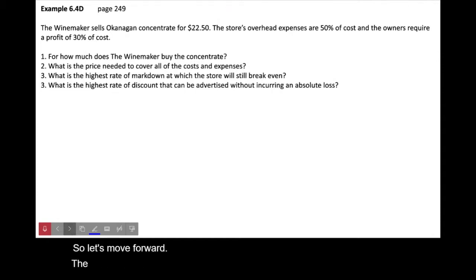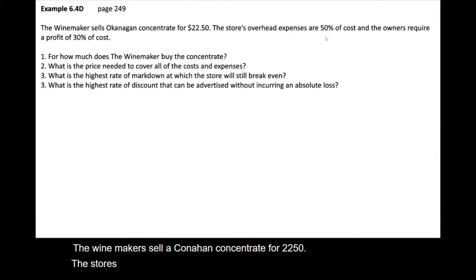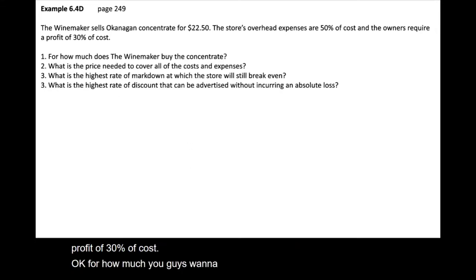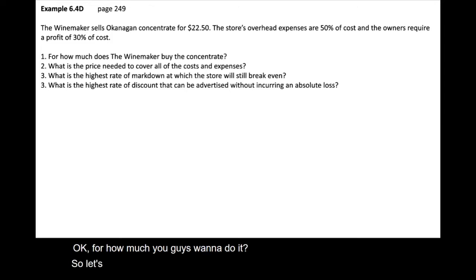The winemakers sell O'Callaghan concentrate for $22.50. The store's overhead expenses are 50% of cost, and the owners require a profit of 30% of cost. Okay, for how much you guys want to do it? Okay, so let's take what, 4 minutes, 1 minute for each question. Go ahead.